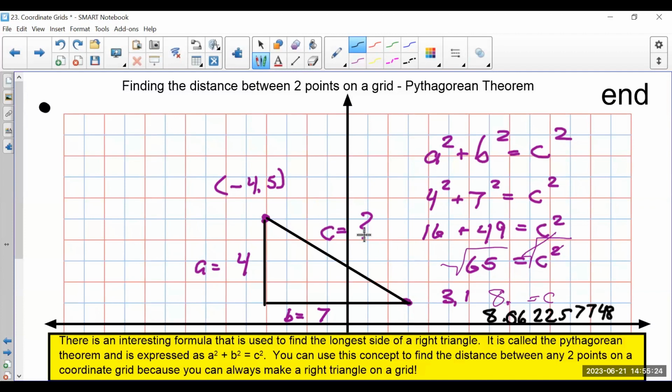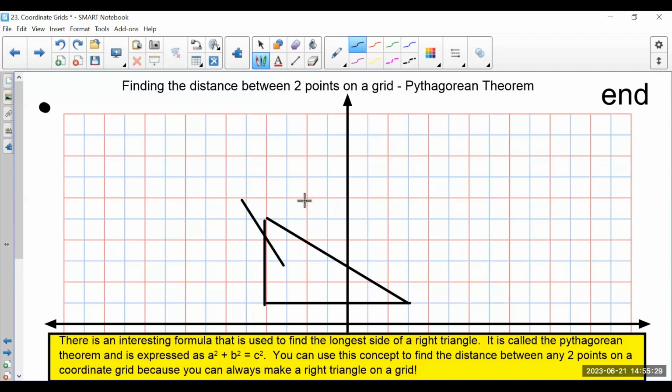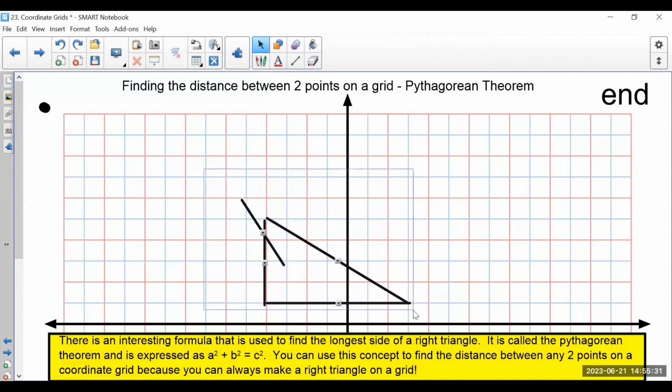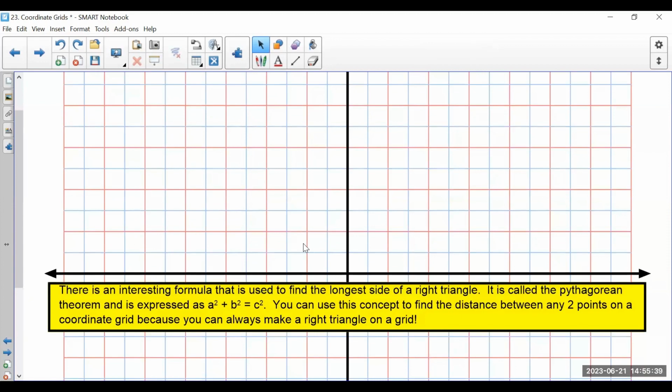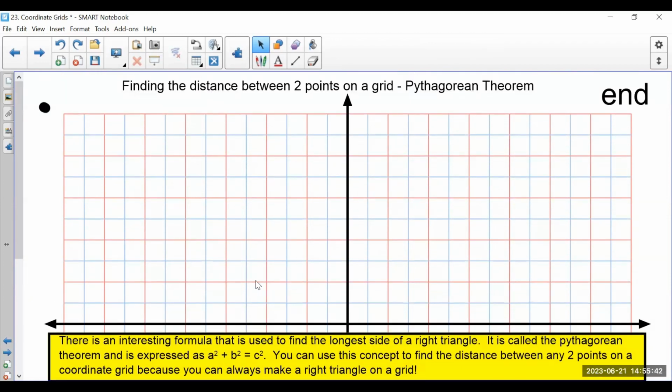So to wrap this up, I'm going to give you one more here. I'm going to clear all this out. I want you to find the distance between the two dots. If you can do that, not only are you getting good at Pythagorean theorem, but you're getting good at your coordinate grids. So I'm going to put a point here, and a point right here. What is the distance between those two dots? I will show you the answer in a minute, but hit pause, look at it, see if you can figure it out on your own.